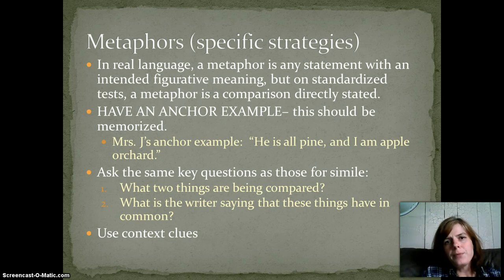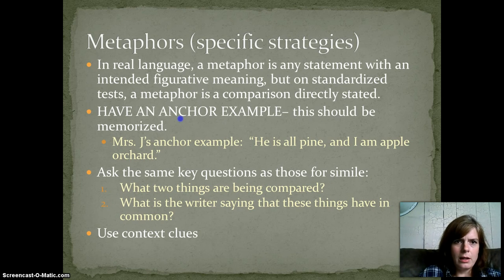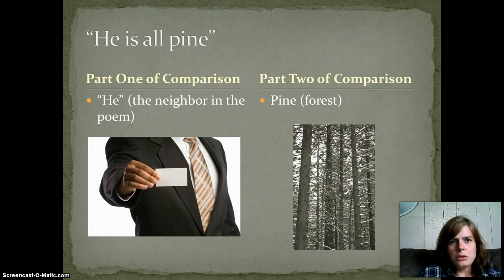And the author, the artist, thinks that he would like to take the wall down, but the neighbor only says good fences make good neighbors. So we have a very straight-laced person with a very free-spirited, artistic kind of personality, and that's the contrast. So the first thing we want to do is take "he is all pine," because that is our first metaphor.